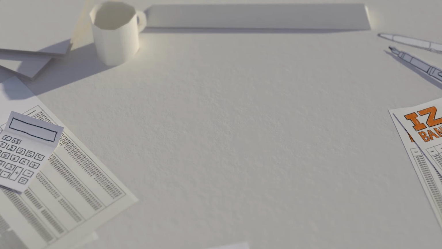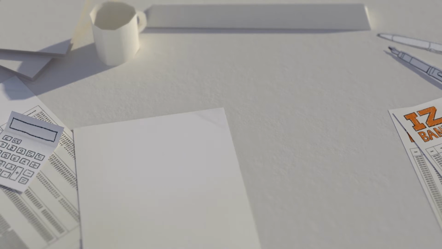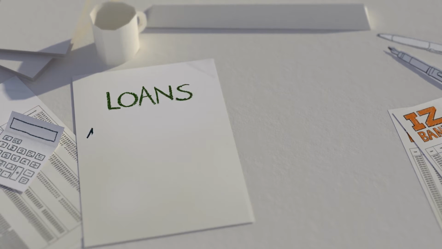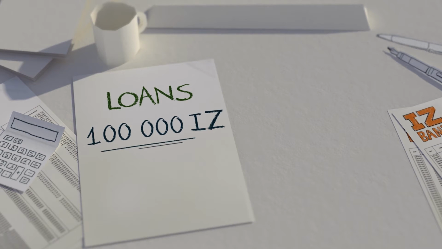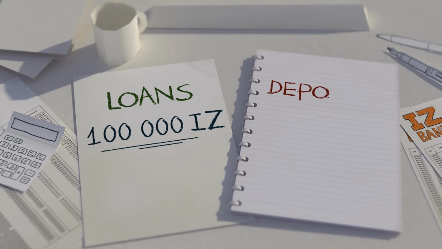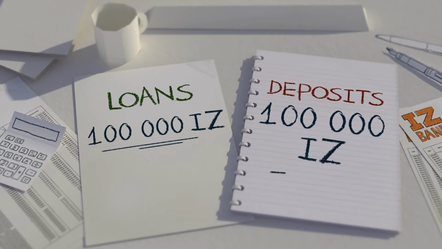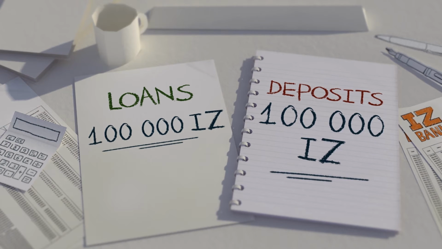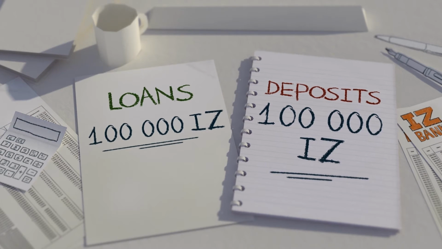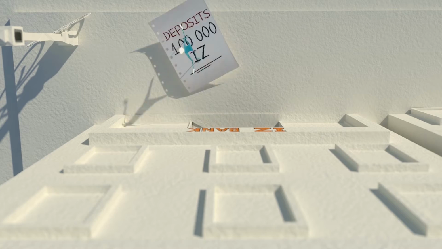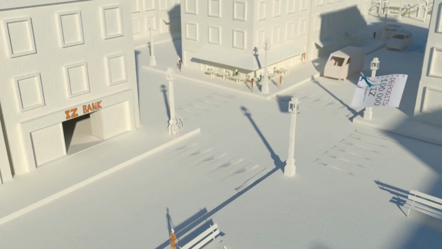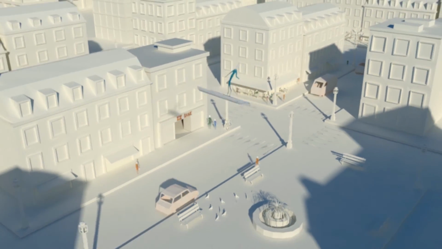Let's look at what happens from the bank's standpoint. On the asset side, the bank records what it owns. In this case, the promise that you will repay 100,000 IZs. At the same time, on the liability side, the bank records what it owes, the 100,000 IZs on your account, created from scratch at this very moment. In short, to create money, it is said that loans make deposits. With this money, you will be able to pay for the ranch of your dreams.